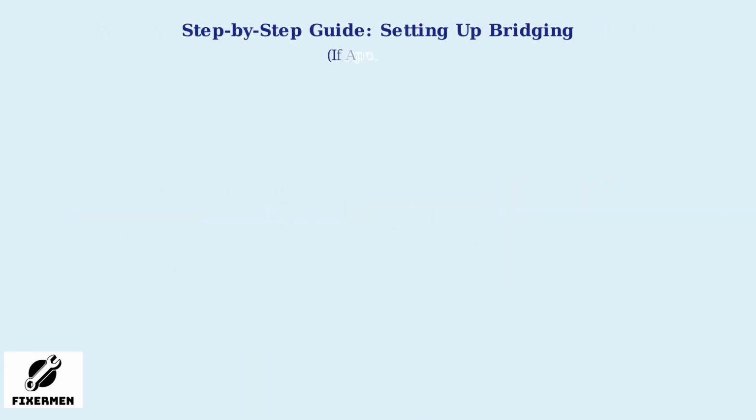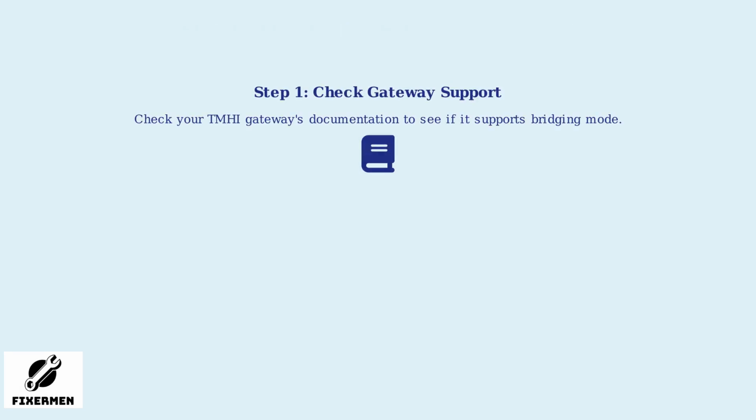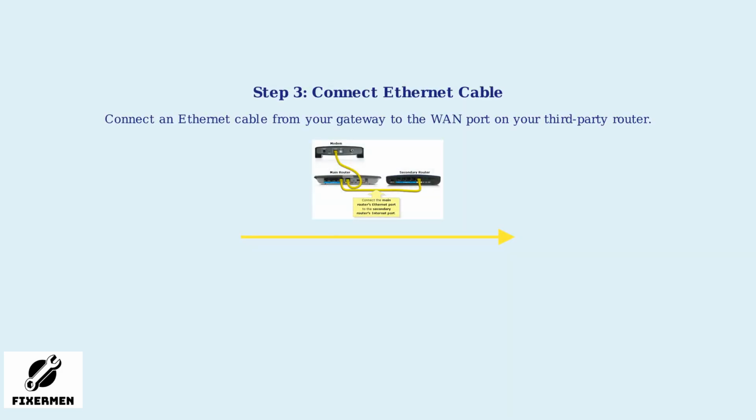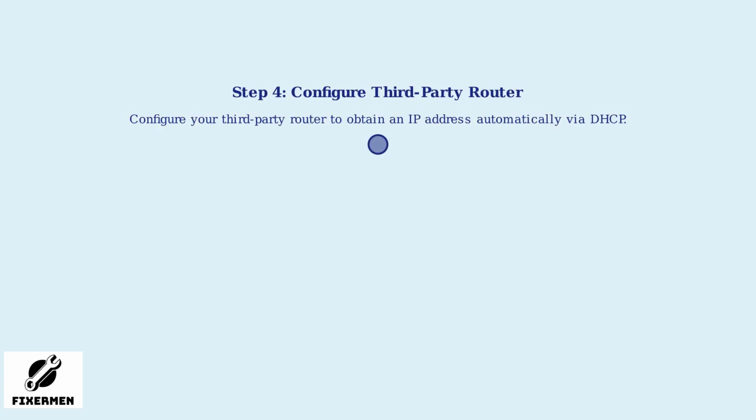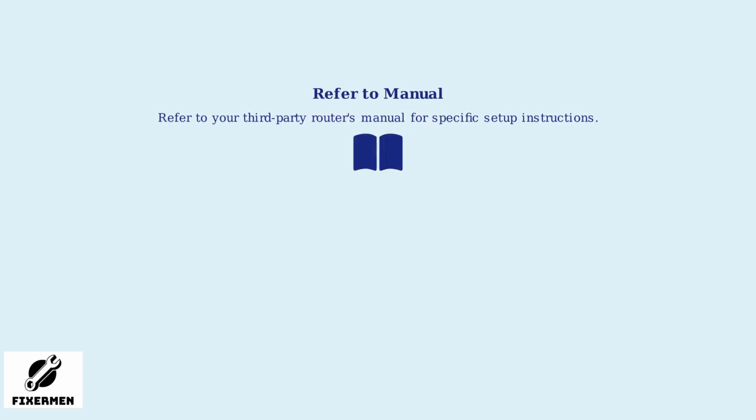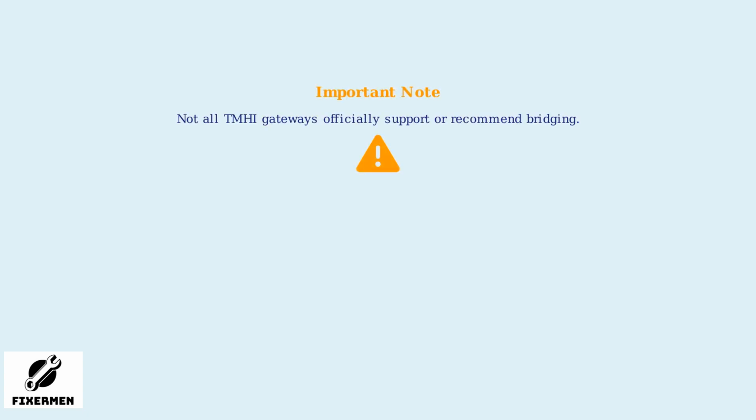This guide explains how to set up bridging with your T-Mobile Home Internet gateway, if your model supports it. First, check your specific TMHI gateway model's documentation to confirm if it supports bridging mode. Next, access your TMHI Gateway's settings interface and enable bridge mode. Then, connect an Ethernet cable from the TMHI Gateway to the WAN port on your third-party router. Configure your third-party router to obtain an IP address automatically using DHCP. Refer to your third-party router's manual for detailed setup instructions. Important note, not all TMHI gateways officially support or recommend bridging mode.